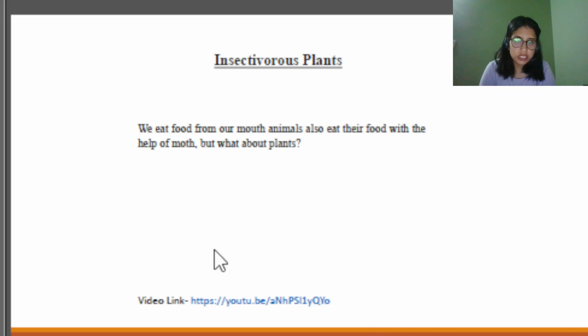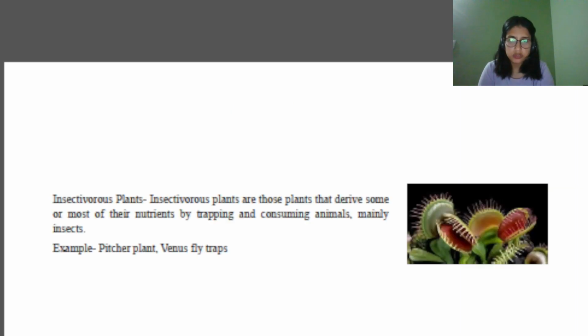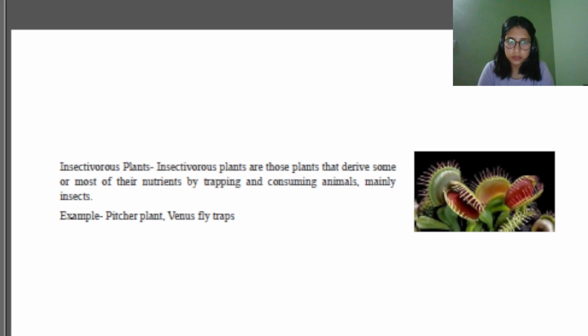So if we talk about this, then we have insectivorous plants basically. So we eat food with our mouth. Animals also eat their food with the help of a mouth. But what about plants? If a plant is said to be insectivorous, then it must be eating other organisms with the help of a mouth, right? But it is rare to see a plant with a mouth. So we'll be looking at it now.